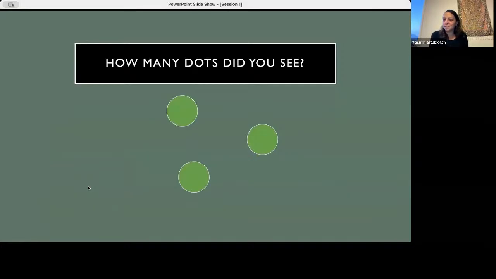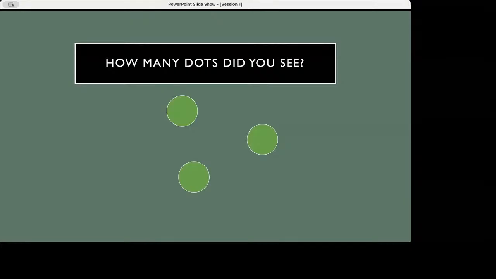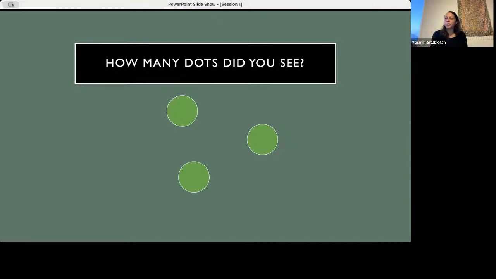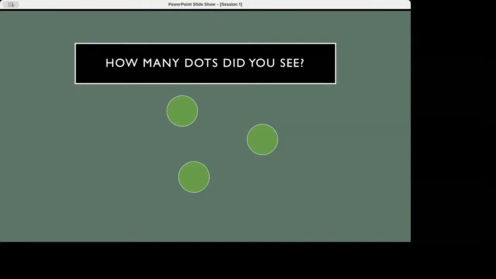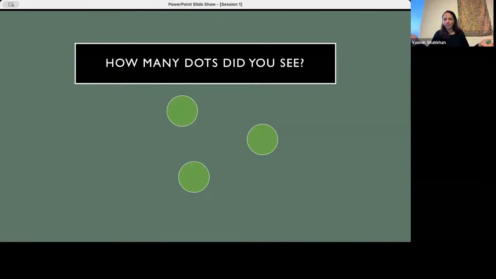It was three. Did you have time to count it? Nobody had time to count, right? You can't count. It was too fast. But you knew that there were three, right? That is subitizing. All of us, human beings in general, have this ability to look at small quantities of objects and just instantly know how many they are. So here, you just knew there was three. Nobody had to count it.